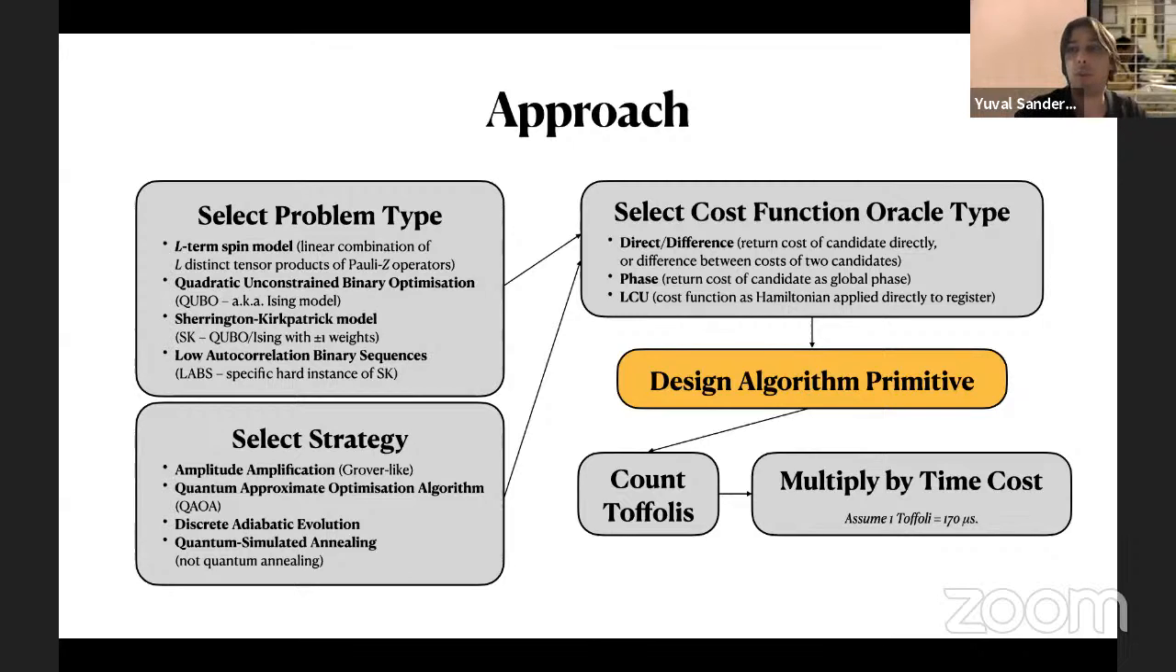Now, for those who are quick on their feet and also don't know this area, they might think, well, hang on a second, Hamiltonians aren't always unitary.